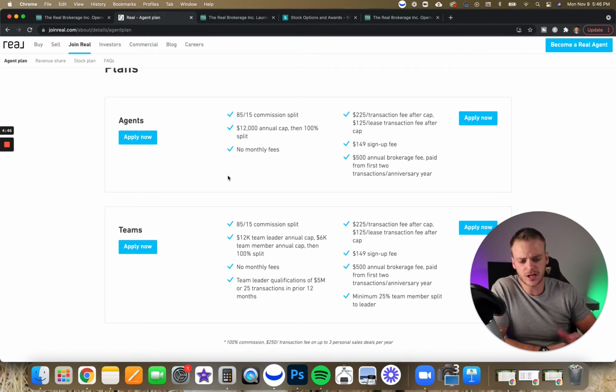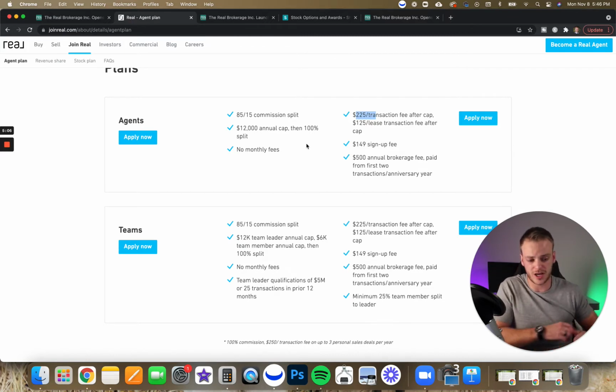So let's take a look here at this agent plan first. One of the best things about Real Broker is that they offer an 85-15 commission split, and they only have a $12,000 annual cap, then it's 100% split, and there are no monthly fees. They do charge a small transaction fee after capping on each deal that you do. So keep in mind that you still have to pay that transaction fee into the brokerage each time you close a transaction.